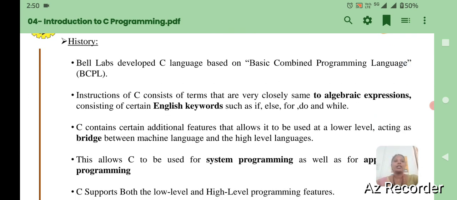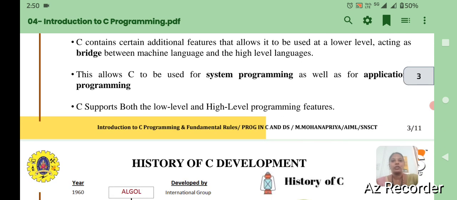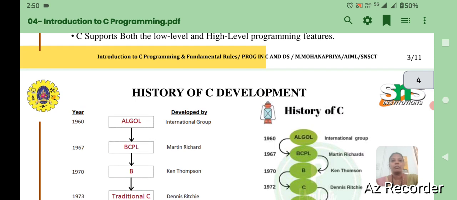It is a basic combined language consisting of algebraic expressions and some English words such as else, if, for, do, while, constant and so on. It also contains additional features that allow low-level programming, acting as a bridge between machine-level language and high-level language. It is used for system programming as well as application programming. It supports both high-level and low-level programming features.